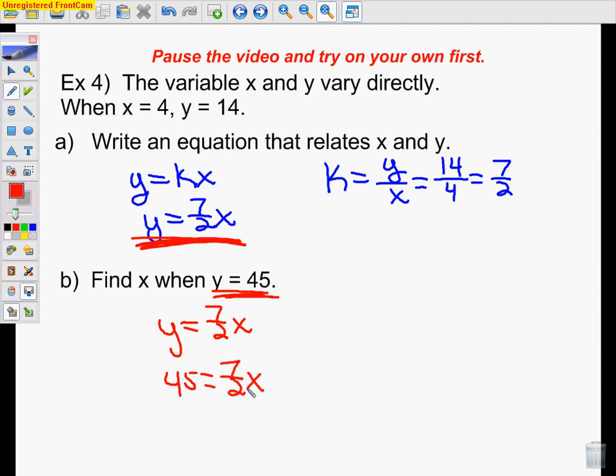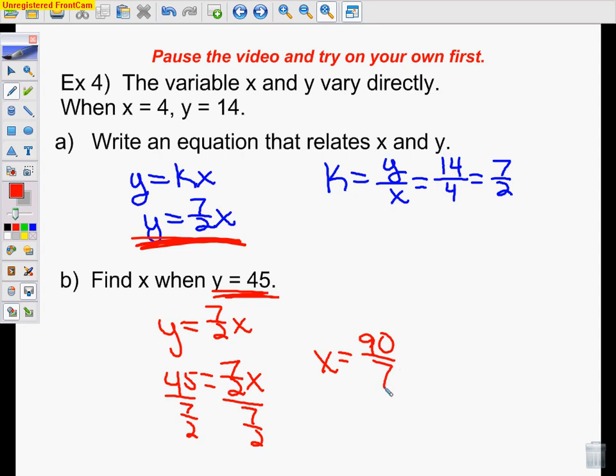Alright, and then how do you get x by itself? Well, we're going to divide by 7/2, which once again is the same thing as multiplying by the reciprocal, 2/7. And we know that 45 divided by 7/2 is 97. So x equals 97.